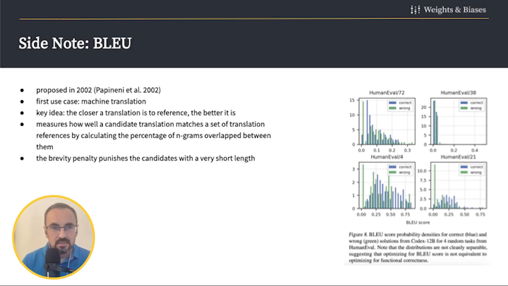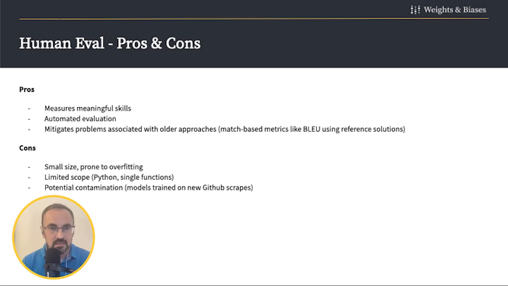So to summarize, HumanEval, on the positive side, it measures meaningful skills. I'd like my language model to be good at generating code. It allows for automated evaluation of language models. It mitigates some of the problems associated with the older approaches, such as the BLEU metric. On the negative side, it is pretty small. There are just 164 examples in the dataset, so this makes it prone to overfitting. The scope is limited to single Python functions, and it also has the risk of being contaminated, because the dataset is available on GitHub.